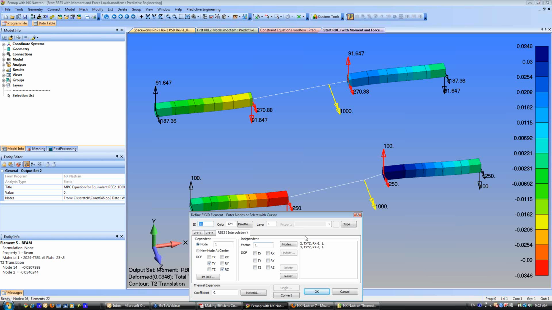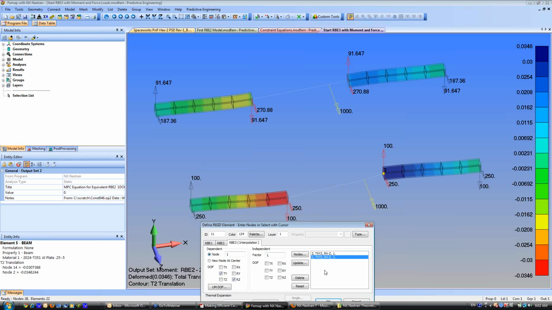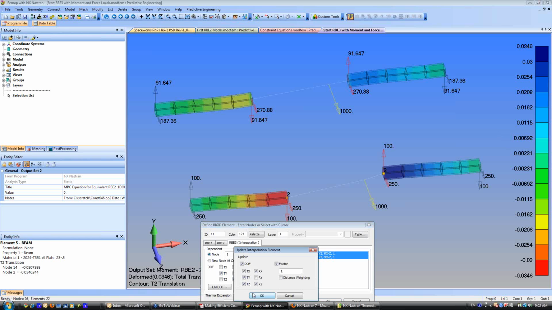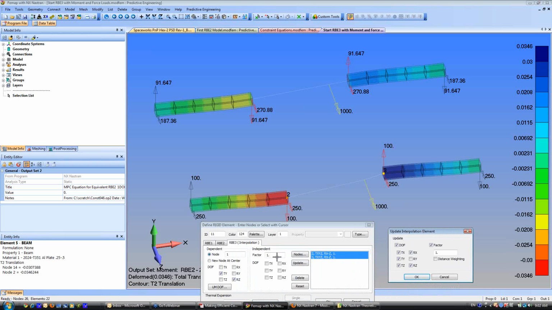And our independent nodes are these two nodes, 2 and 3. You see how they highlight out of the box? And to make this model work, to be stable, this is one of the really sneaky things on RBE3s: with an RBE3, the independent, you're defining a complete, think of it as a rigid body, a matrix, and it has to be stable in space. It has to cover all 6 degrees of freedom.